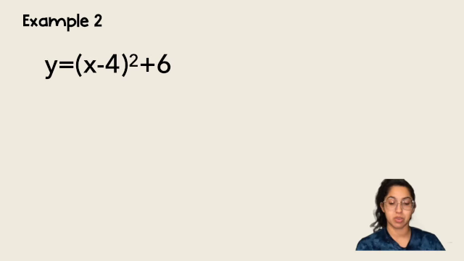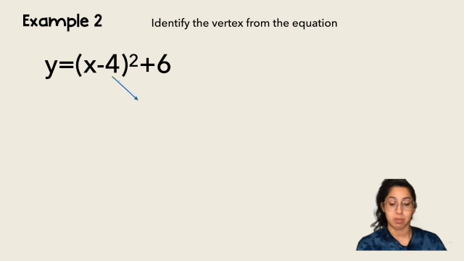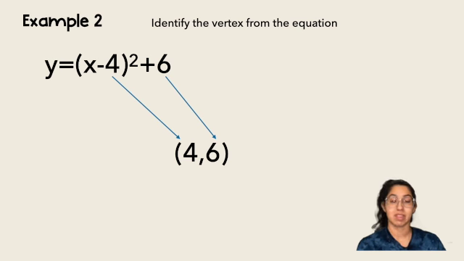So example 2, what if we're given the formula? So I want to identify the vertex from the equation. So remember that h, k, remember h is minus h, so I have to switch the sign. So it's actually going to be positive 4 and positive 6. And that's it. If I'm looking at this equation and I want to know what is the vertex, it's 4, 6. That is my vertex.